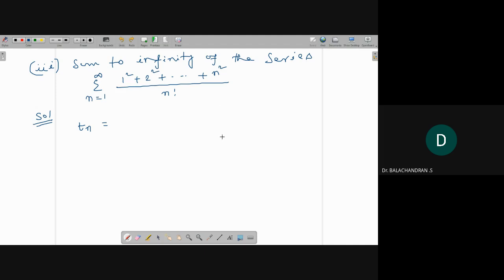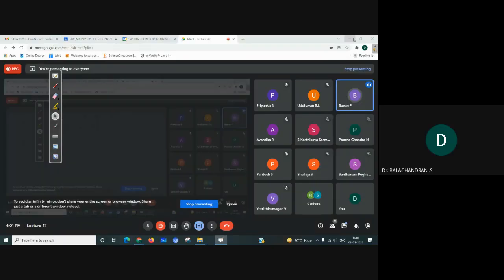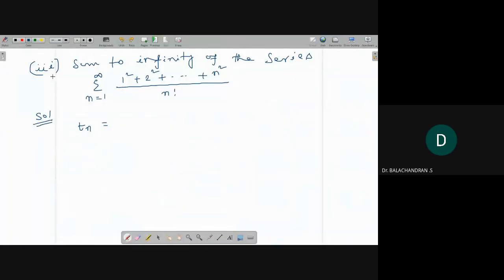Okay, I will give the idea. The first term is only n square. 1 square plus 2 square till n square by n factorial. Very good, Bhavan. Very good. So 1 square plus 2 square plus up to n square by n factorial is the nth term.